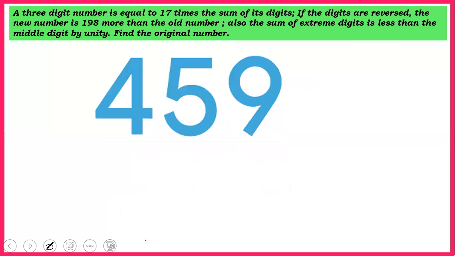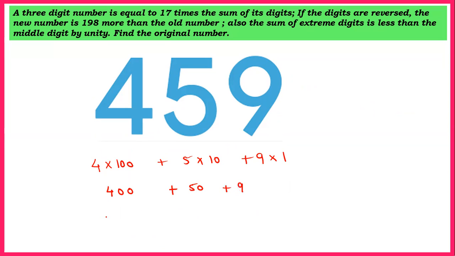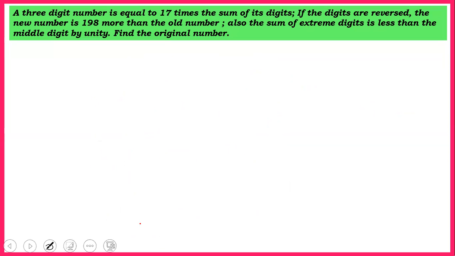Let us do it for one more number. So you can try it out. It would be 4 into 100 plus 5 into 10 plus 9 into 1. You can check it out. This would be 400 plus 50 plus 9, and that is going to be 459. Now, keeping this in mind, let us go ahead.